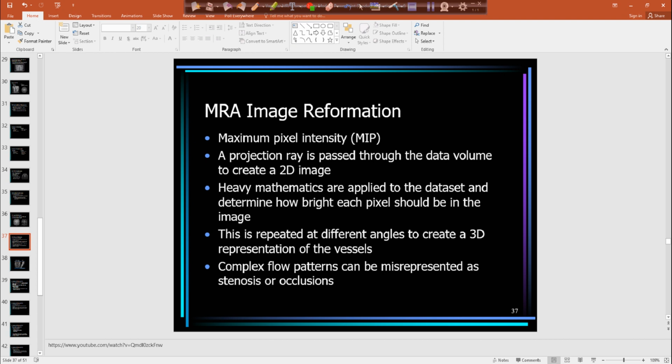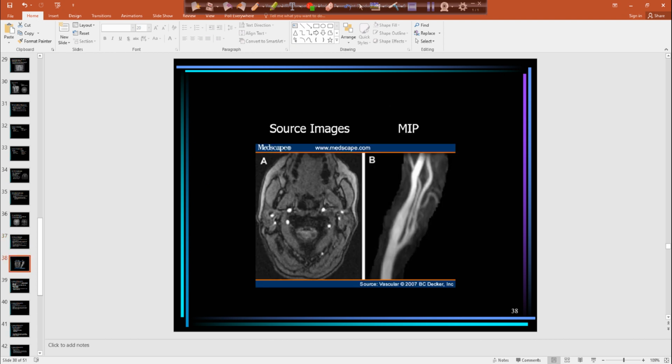Sometimes complex flow patterns can be misrepresented as a stenosis or occlusion. So to make sure, the radiologist always checks the source image along with the MIP images, because sometimes as a tech you accidentally clip the vessel. You don't want to do that, but the radiologist should know that, oh, that was by accident that you clipped it, it's not a stenosis, right? So what they do is they look at the source image, which is our time of flight image that is collapsed down, and you can actually flip through all those slices to see if there's actually a narrowing of those vessels that corresponds with our MIP image.